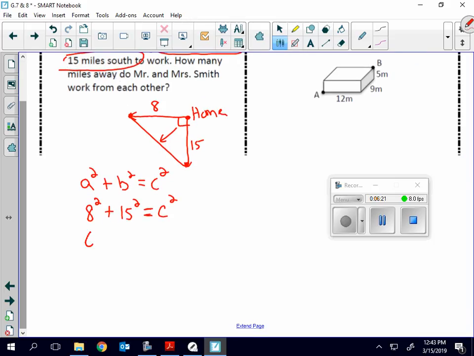8 squared is 64, while 15 squared is 225. That will equal c squared. Since these are on the same side, I can add them up. That gives me 289.